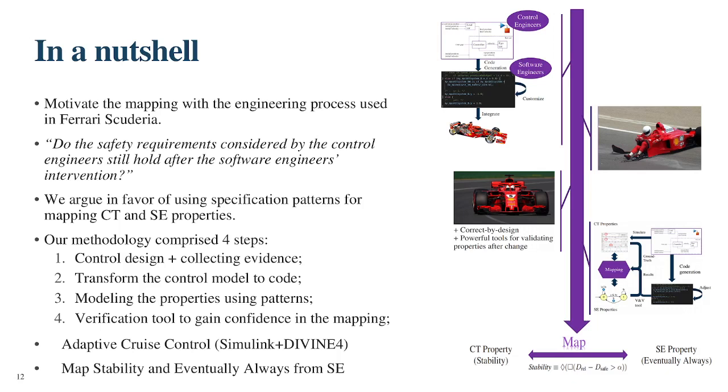Our methodology is comprised of 4 steps, where first we do the control design and collect evidence on the model. Then we transform the control model into code using a reliable tool. Then we model the properties using the patterns. And finally, use a verification tool to gain confidence in the mapping. We used as a concrete example the adaptive cruise control and mapped the control theory property stability with eventually always from the software engineering domain.